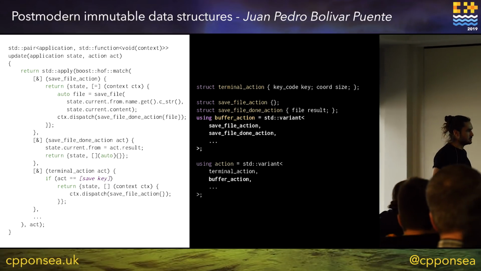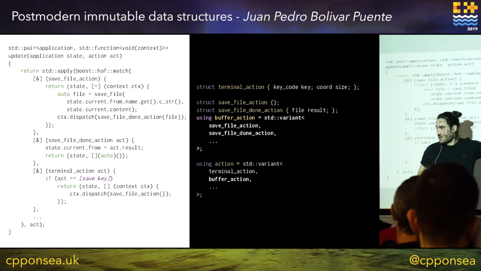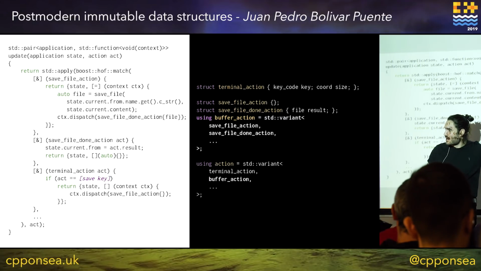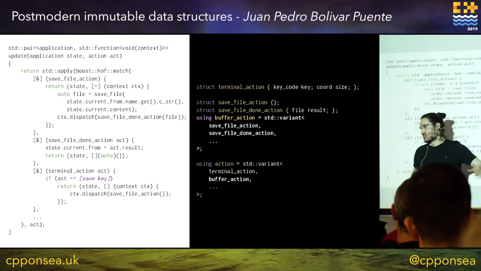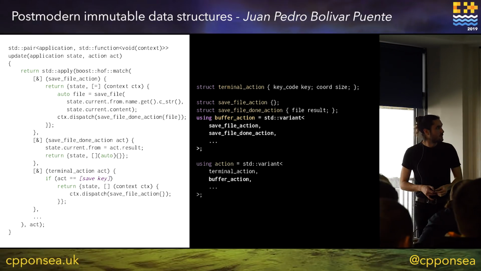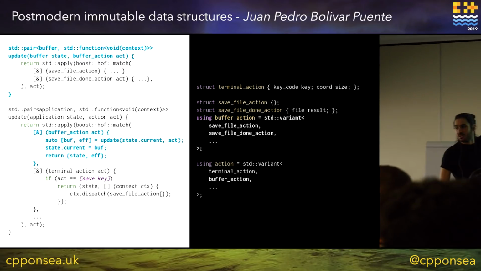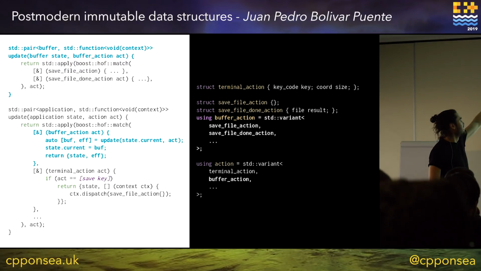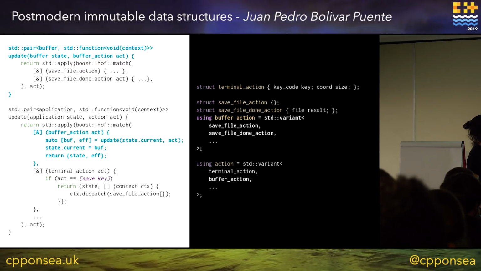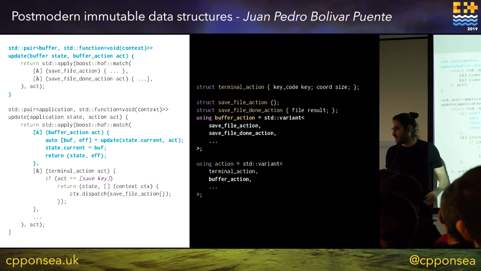Now, the application, this is also an STD variant, the action for the whole application. One of the things that it has is a buffer action, and it will dispatch it to the correct buffer when it gets it. Once we do this, we can extract the update function and have a separate update function that instead of taking an application takes a buffer, and instead of taking an action takes a buffer action, right? And it just has the same code that we had here. Now we put it in that function.